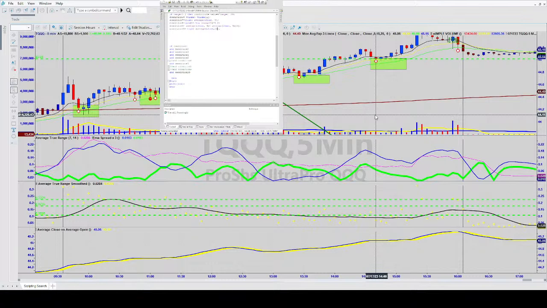Volume before is less than. Volume before it is less. Yep.